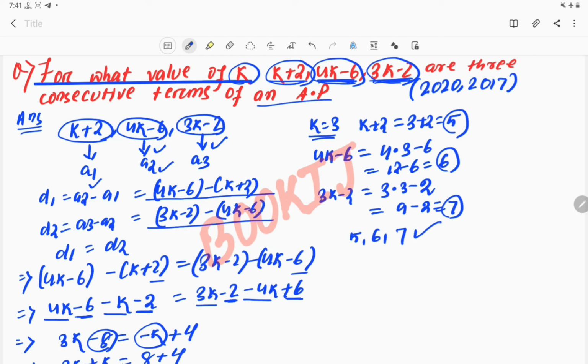Now 5, 6, 7 are consecutive terms, and 5, 6, 7 are also in AP. Why? Because D1, the difference between the second term and first term, 6 minus 5, is 1. And the value of D2, the difference of the third term and second term, 7 minus 6, is 1. As the differences are 1, hence the three terms are in AP and the three terms are consecutive.